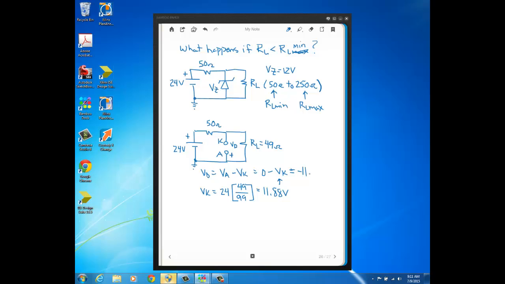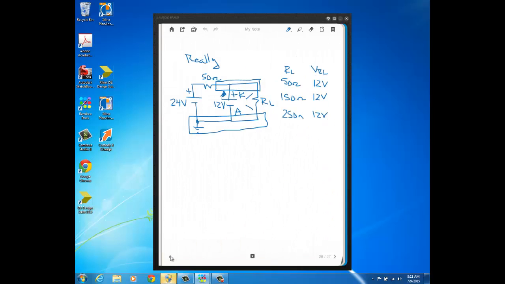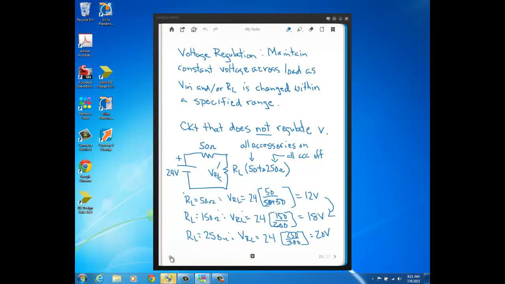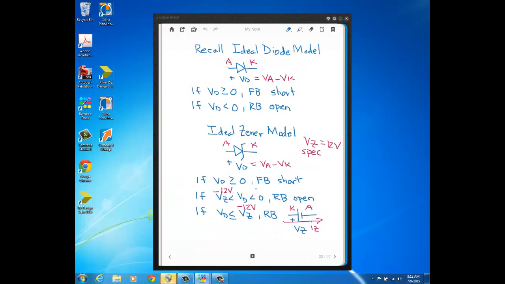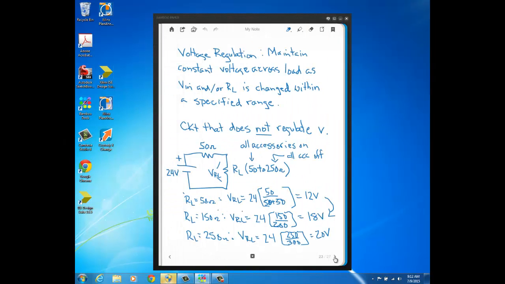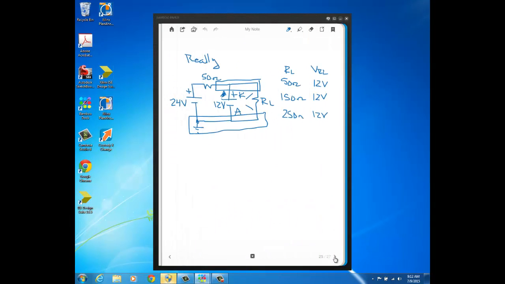If you plug in here, you get a diode voltage VD equal to minus 11.88 volts. Now we take this value and go back to our ideal Zener model, a few pages back, right here. So you see what occurs when RL is less than the minimum value in the specified range is that the Zener diode does not conduct. VD of minus 11.88 would put us in this second row here, where the Zener diode is truly acting like an open.